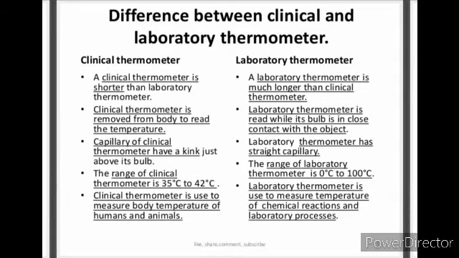Next, a clinical thermometer is used to measure body temperature of humans and animals only. A clinical thermometer cannot be used in a laboratory, but a laboratory thermometer is used to measure temperature of chemical reactions and laboratory processes. So here we come to know that both thermometers have different uses and different purposes.